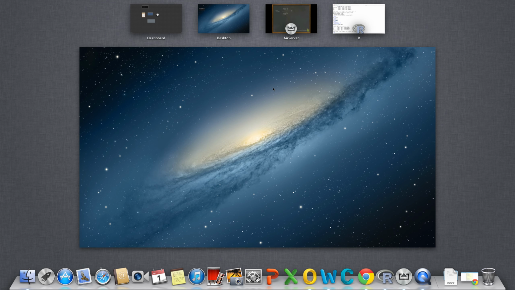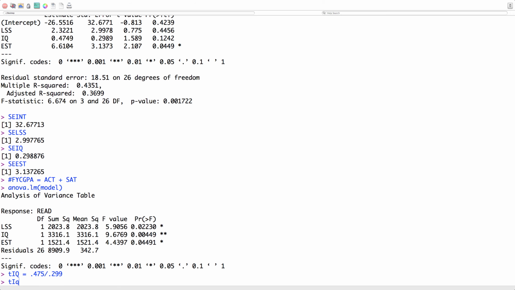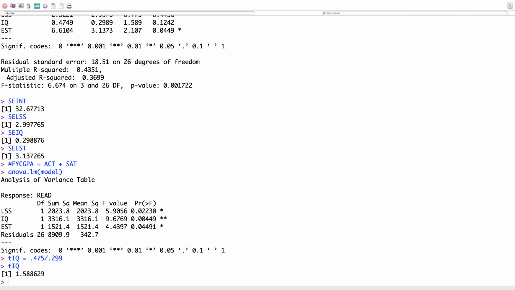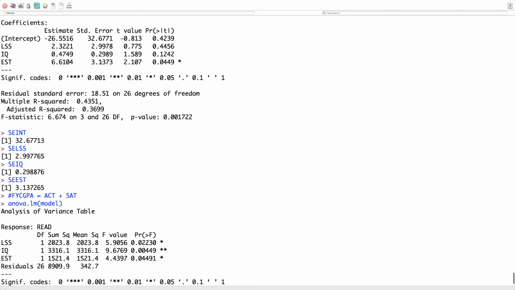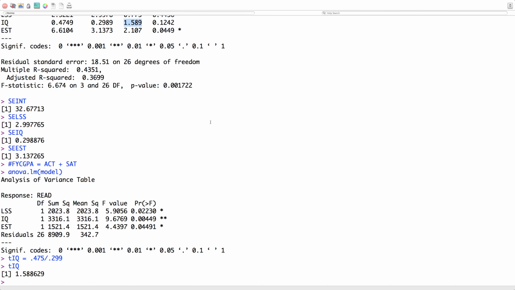So guys, what we're going to have, actually I want to stay here. Our T for IQ is going to be equal to the beta 0.475 divided by 0.299, and we get T IQ is 1.58. Notice that corresponds to our T of 1.589 right up here. And I'm going to go ahead and write that over on the chalkboard too.